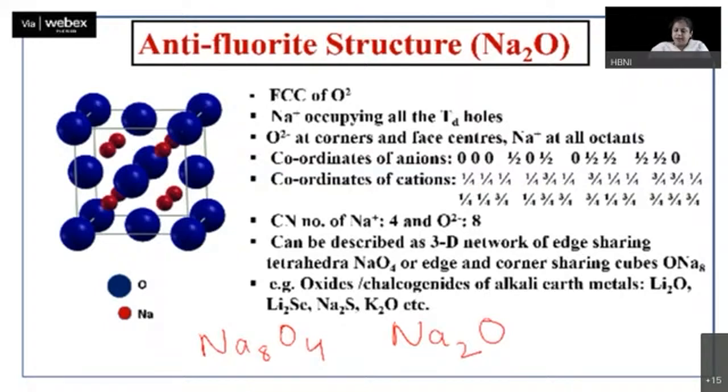Coordinates, you would be able to guess if you know the coordinates of tetrahedral voids in the cube. It should be easy for you. Now, in whatever structures we did so far, the coordination number of cation and anion was similar. But now here the story changes. The ion that is lying in the tetrahedral void, by virtue of that fact, has coordination number 4. That means the coordination number of sodium is 4, but the coordination number of oxide is 8. And how is that so?